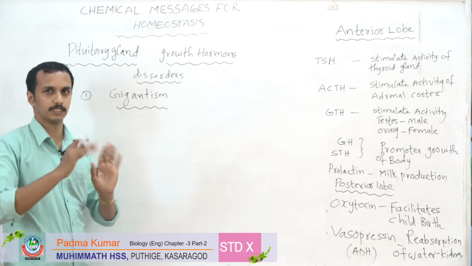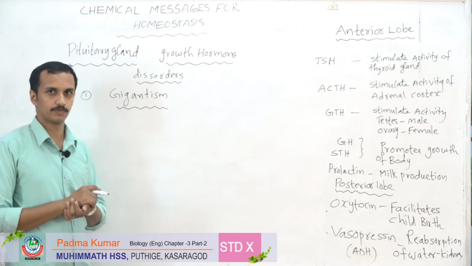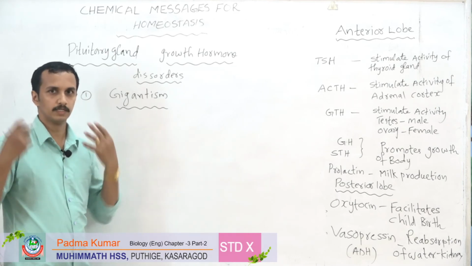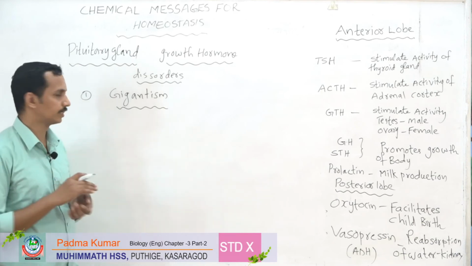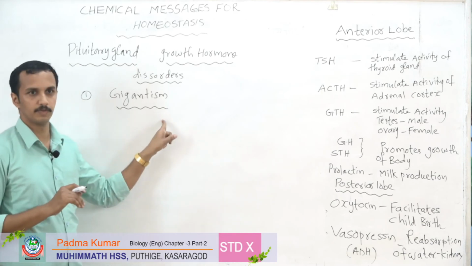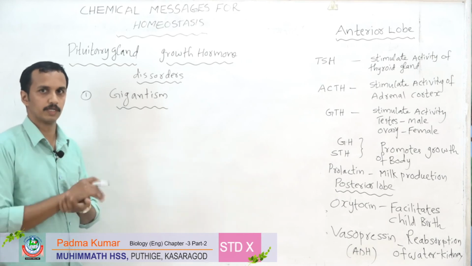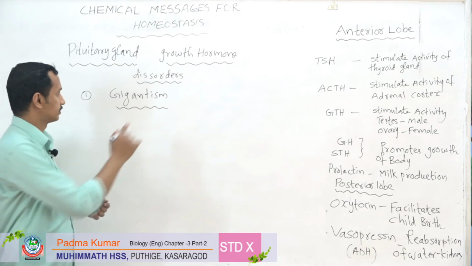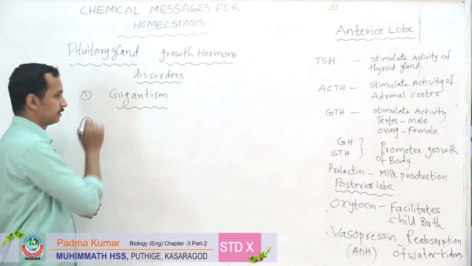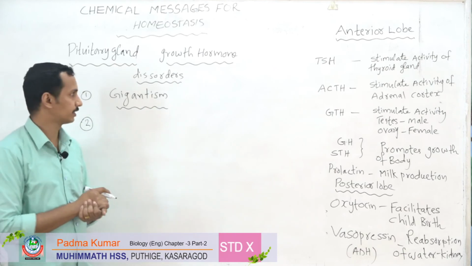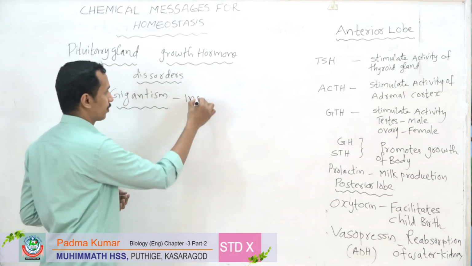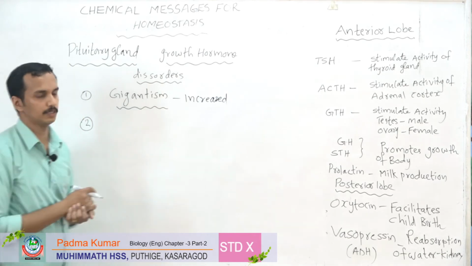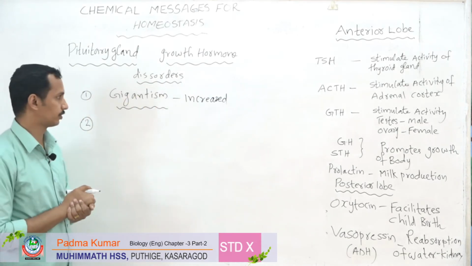It is associated with the excessive growth of our body and different body parts, our bones and different structures of our body. So that individual will show more growth than a normal individual. Such a disorder is known as gigantism. That is due to increased production of somatotropin or growth hormone.